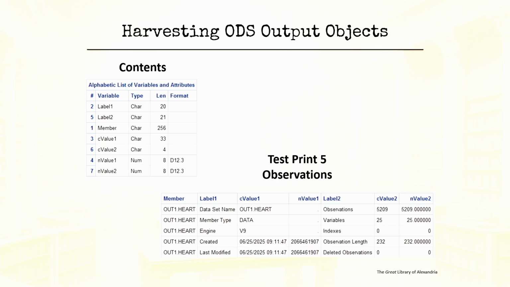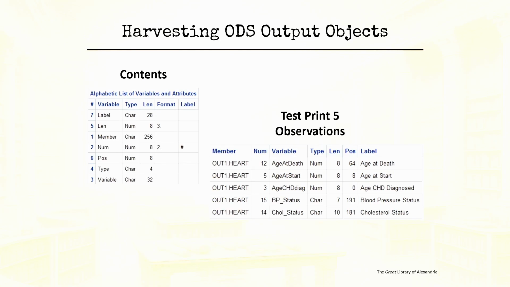So that's a very interesting thing about the ODS output objects. You really need to look at them to make sure you understand how they're constructed, and so how you can reuse them. And finally, we get the variables, which speak for themselves, and you get all the information that you normally expect to see from that.